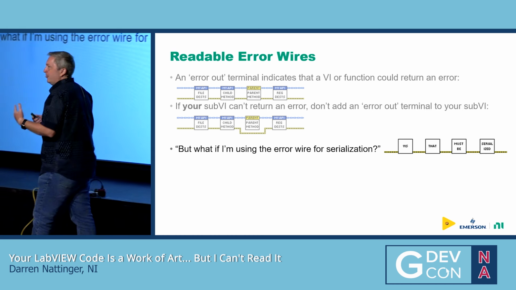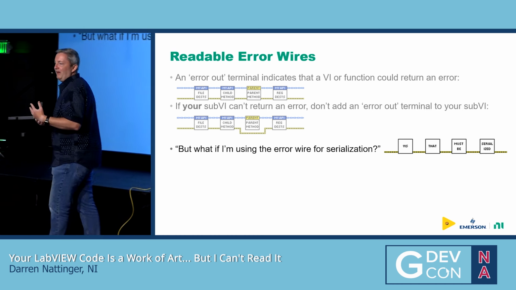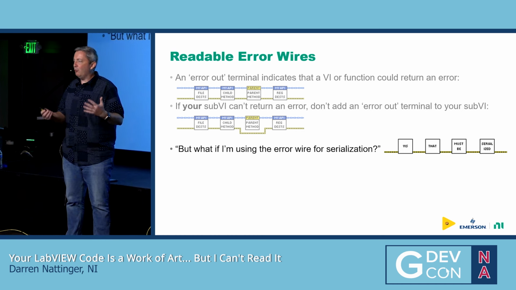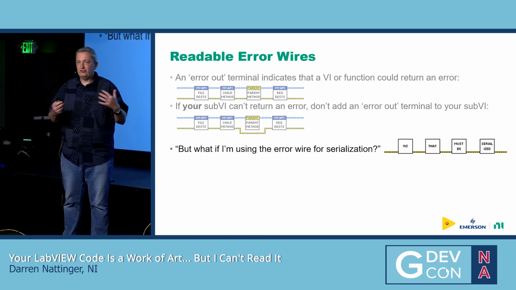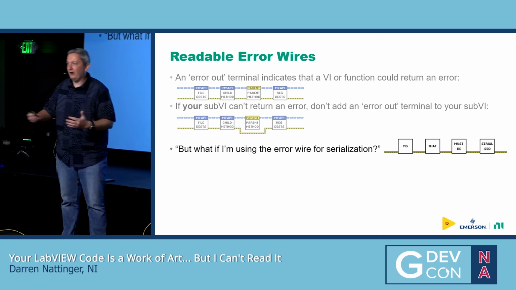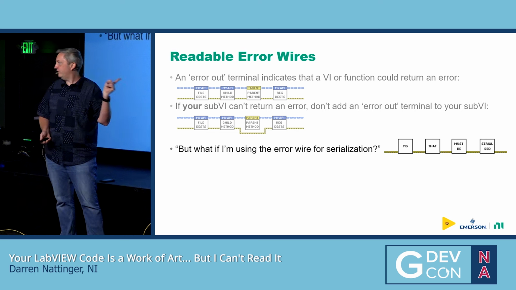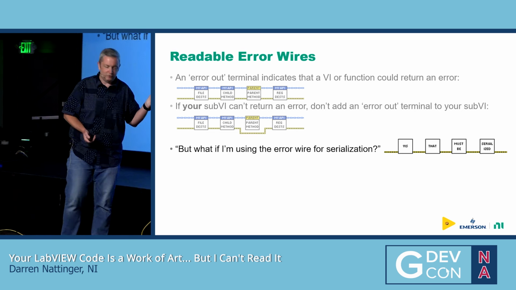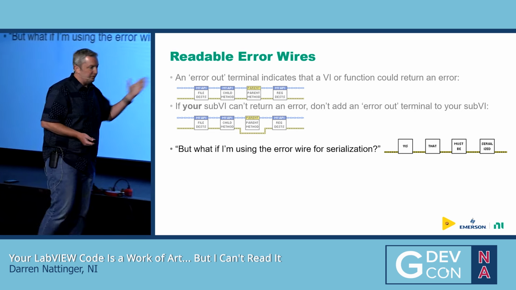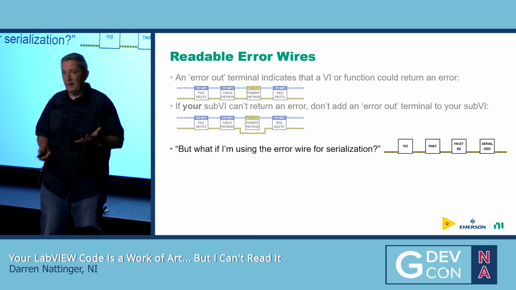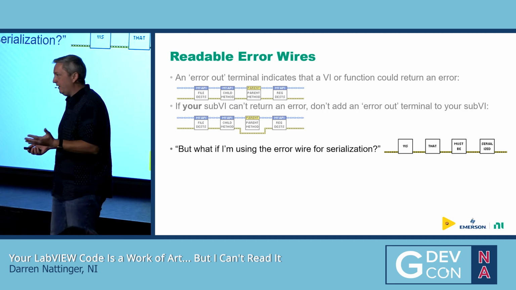There were conversations within LabVIEW R&D in the past over why LabVIEW programmers do this. Should we stop encouraging error wire for serialization? Clearly, those conversations never went anywhere because we all still use the error wire for serialization, right? But the problem is now I've got these VIs that I'm serializing with the error wire. Some of them may be able to generate errors. Some of them maybe not.